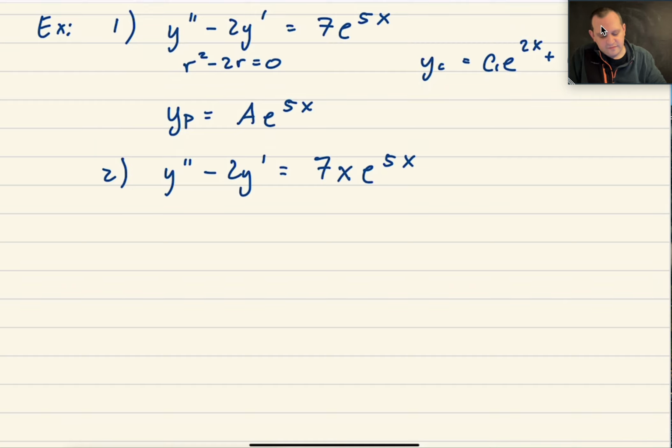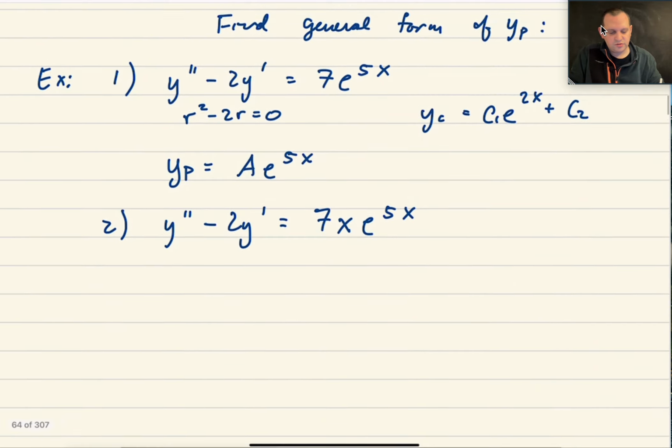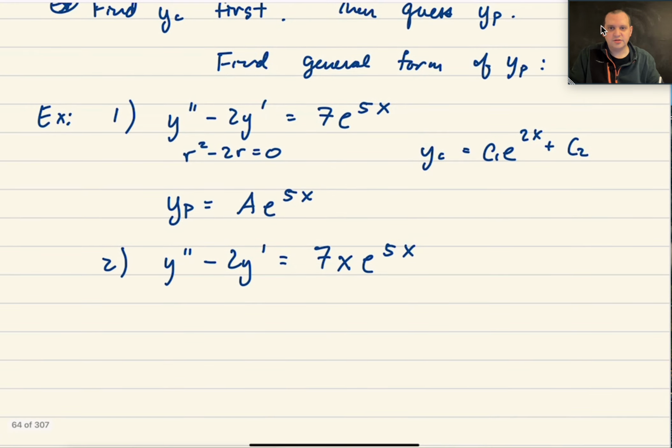So we're going to have r squared. Let's just scroll so you can see it. So r squared minus 2r is 0. The complementary solution is still going to be c1 e to the 2x plus c2 e to the 0x. And we still don't have an e to the 5x in the complementary solution. In other words, 5 was not a root to the characteristic equation.